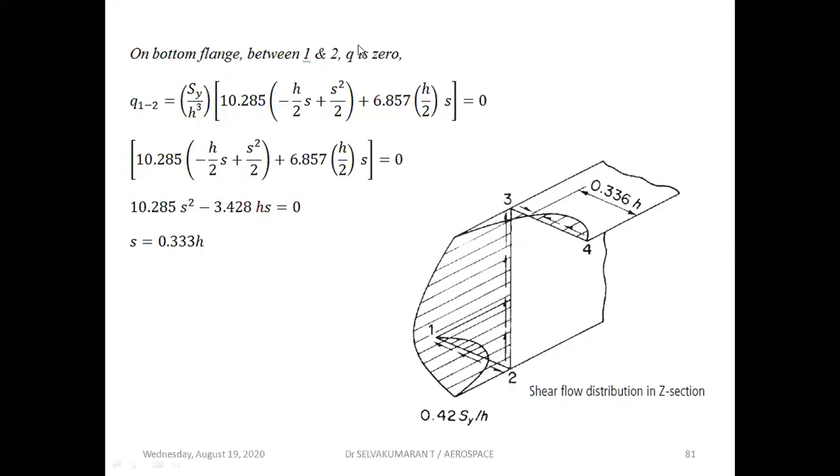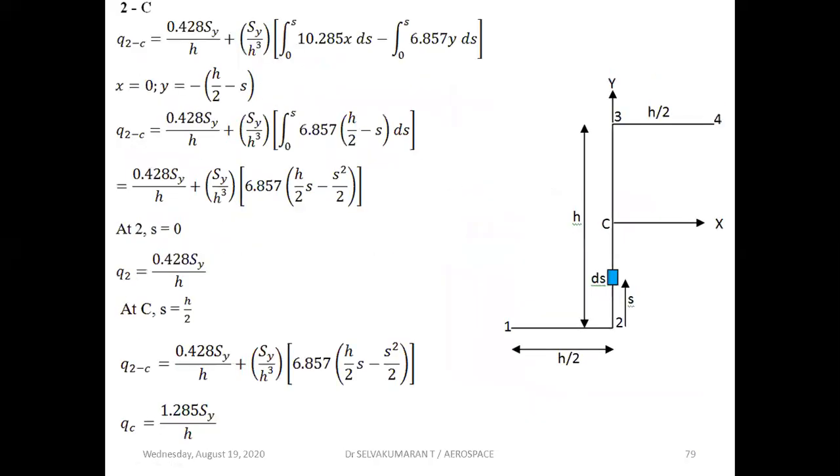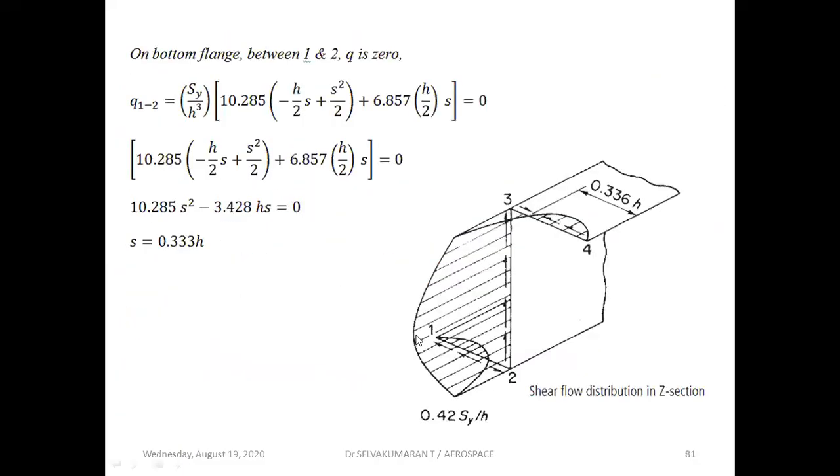You can check here also. For example, 0.428 SY by H. This side is H. You will get this rectangle area plus this parabolic area, 2/3 into this length and this length. So how to get this? We have 0.428. What's the value at C? It is 1.285 SY by H. So here you have 1.285 from here to here. So 1.285 minus 0.428 gives you this value. So 2/3 into this into H. Sum it up and you will get SY.